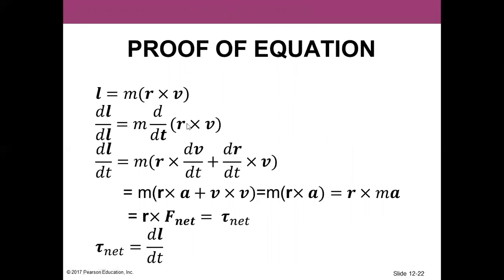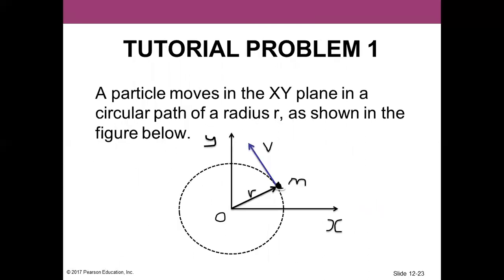Then if we use the product rule here, we have m, first we differentiate V, then after that we differentiate R. We know that the rate of change of velocity is acceleration, which is A, and the rate of change of R is V. This is what you get: m R cross A, which is equal to R cross m A, which is equal to R cross F net, which is the same as the net torque. So we've managed to prove that formula.